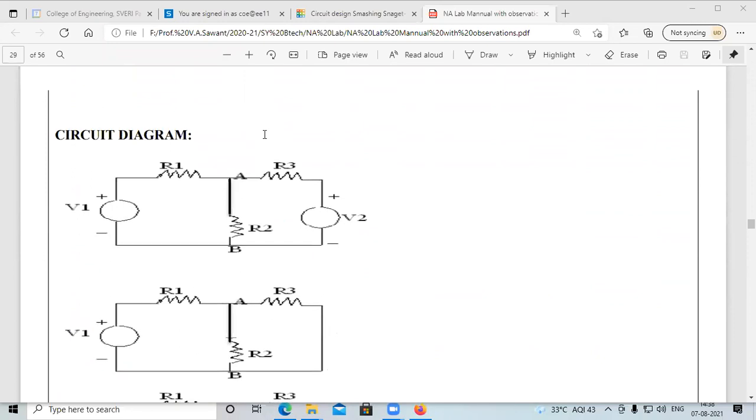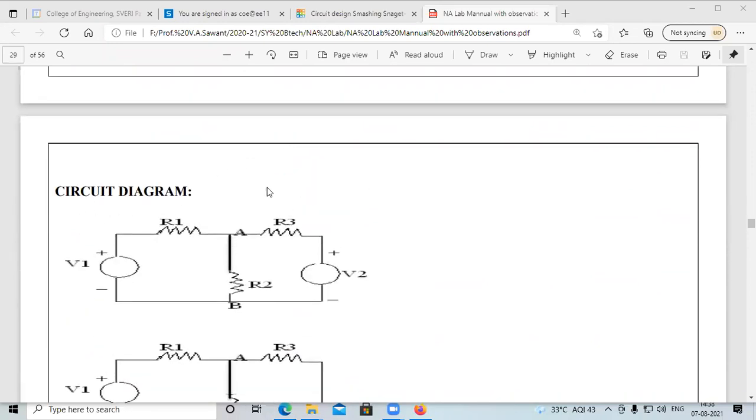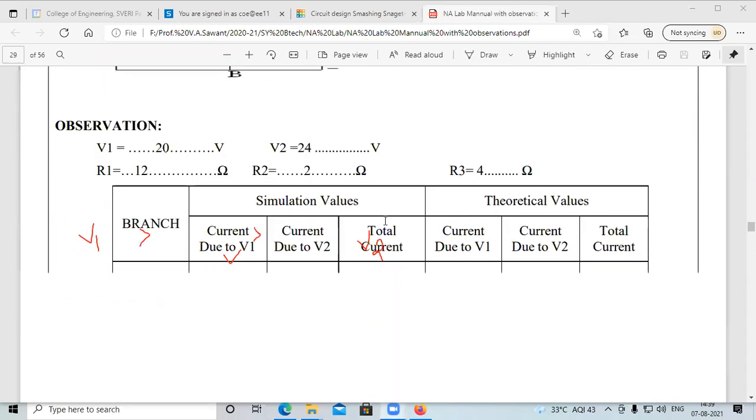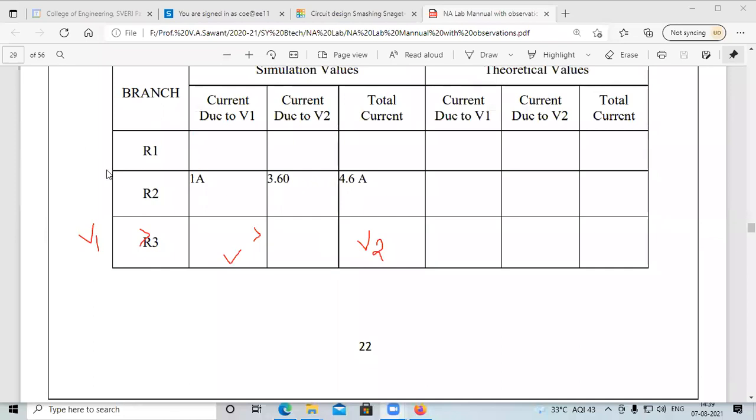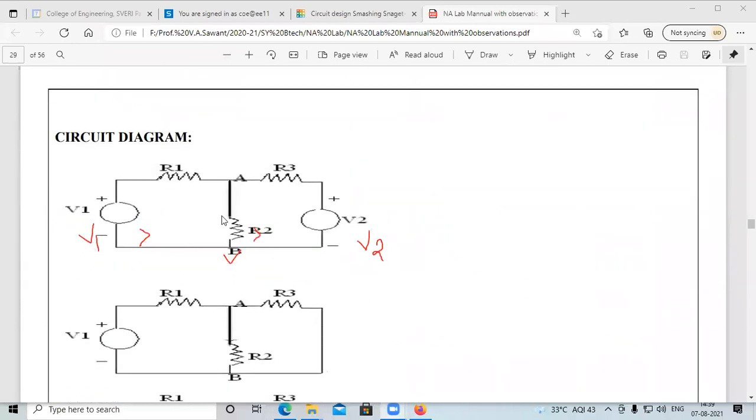We will see the network first. Here in this circuit diagram, there are two voltage sources, that means two independent sources, V1 and V2. In our observation table, we have calculated the current for each element, that is, the current for R1, the current for R2, and the current flowing through R3 also. In the observation table, I have given three readings: current through resistor R1, current through resistor R2, and current through resistor R3. You can also calculate any one branch current.